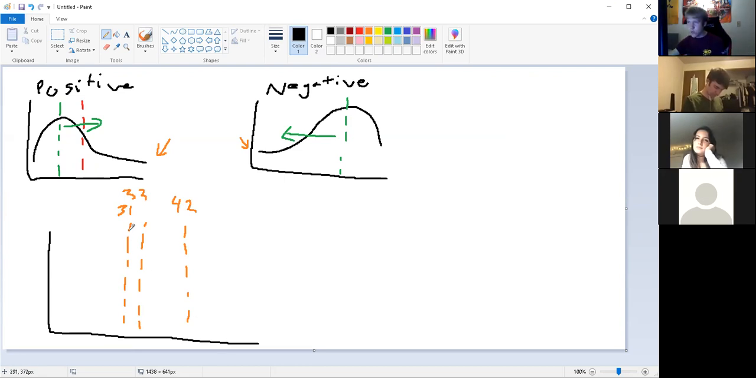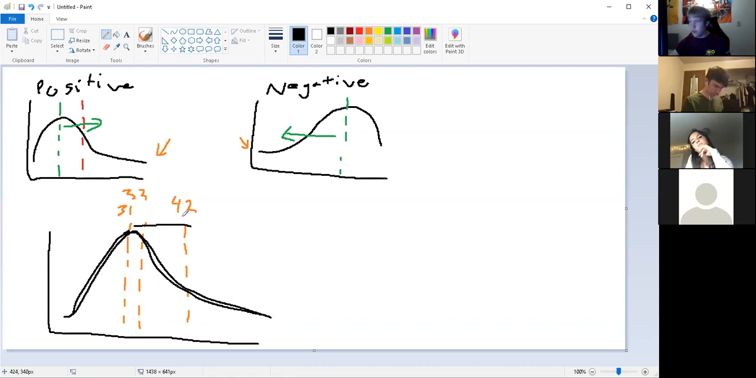Because this is a mode, we know our highest point is here. And we know that the tail is going to be that way, because everything pulls towards the tail. The easiest thing to remember is that mean and median will pull towards the tail. If you want a way to remember, a dog likes to chase its tail, so the mean and median are going to chase the tail of the graph.